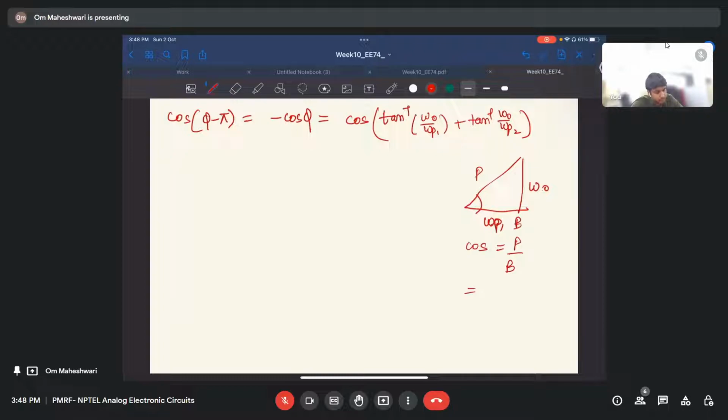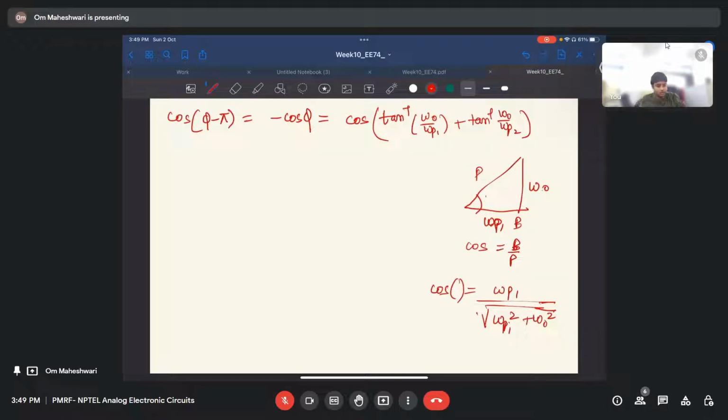So it will be omega p1 by under root of omega p1 square plus omega naught square. Is this correct? In terms of cos, whatever this angle is, this is actually the angle. So for cos, is this correct? Correct. Okay.